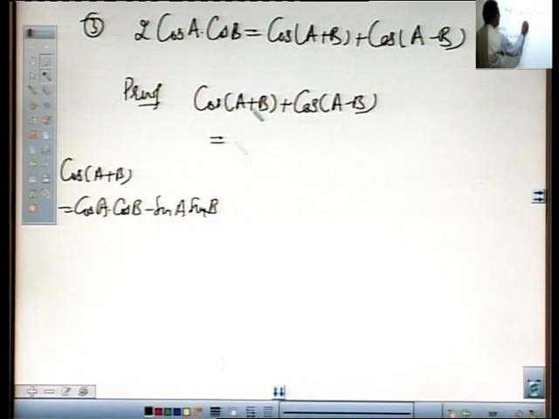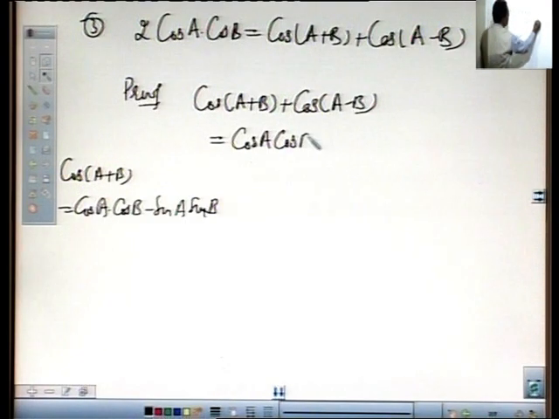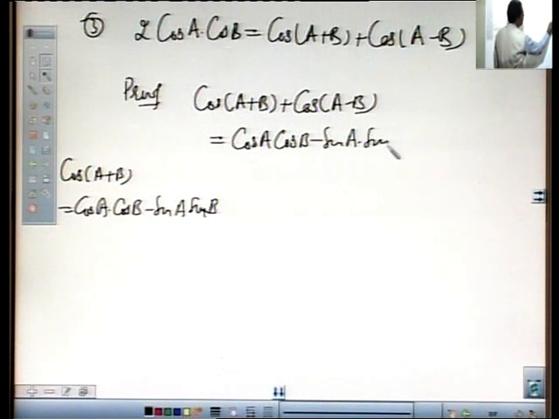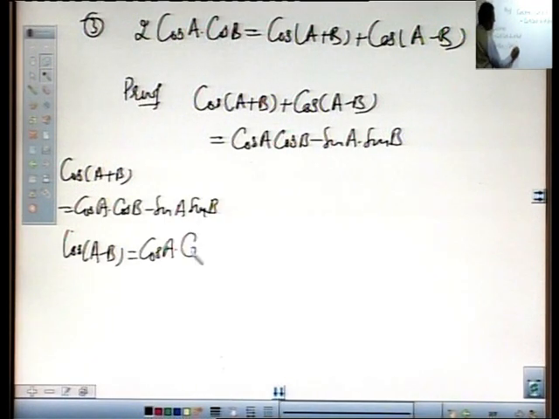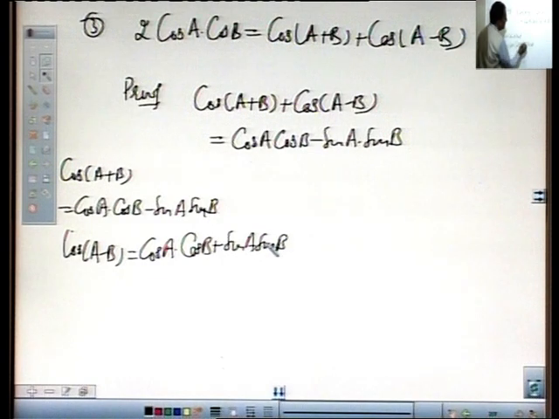Cos A plus B is cos A cos B minus sin A sin B, and second the formula cos A minus B, this equal to cos A cos B plus sin A sin B.